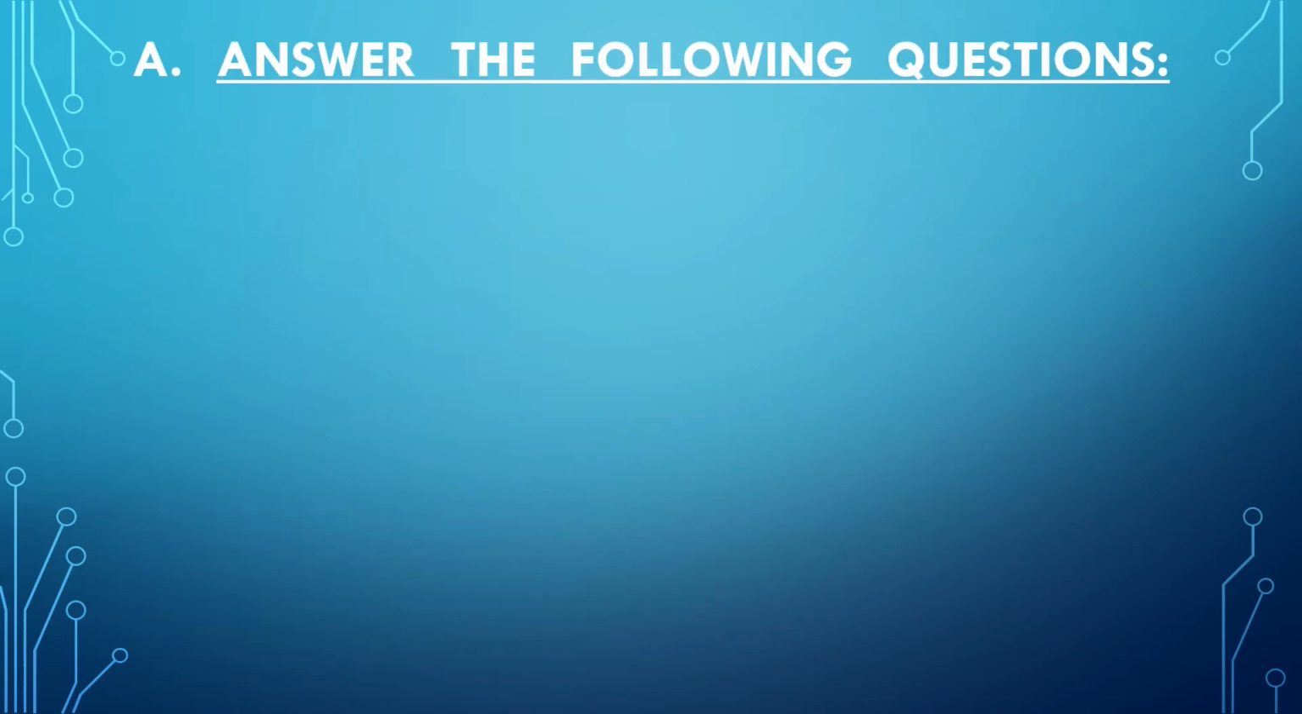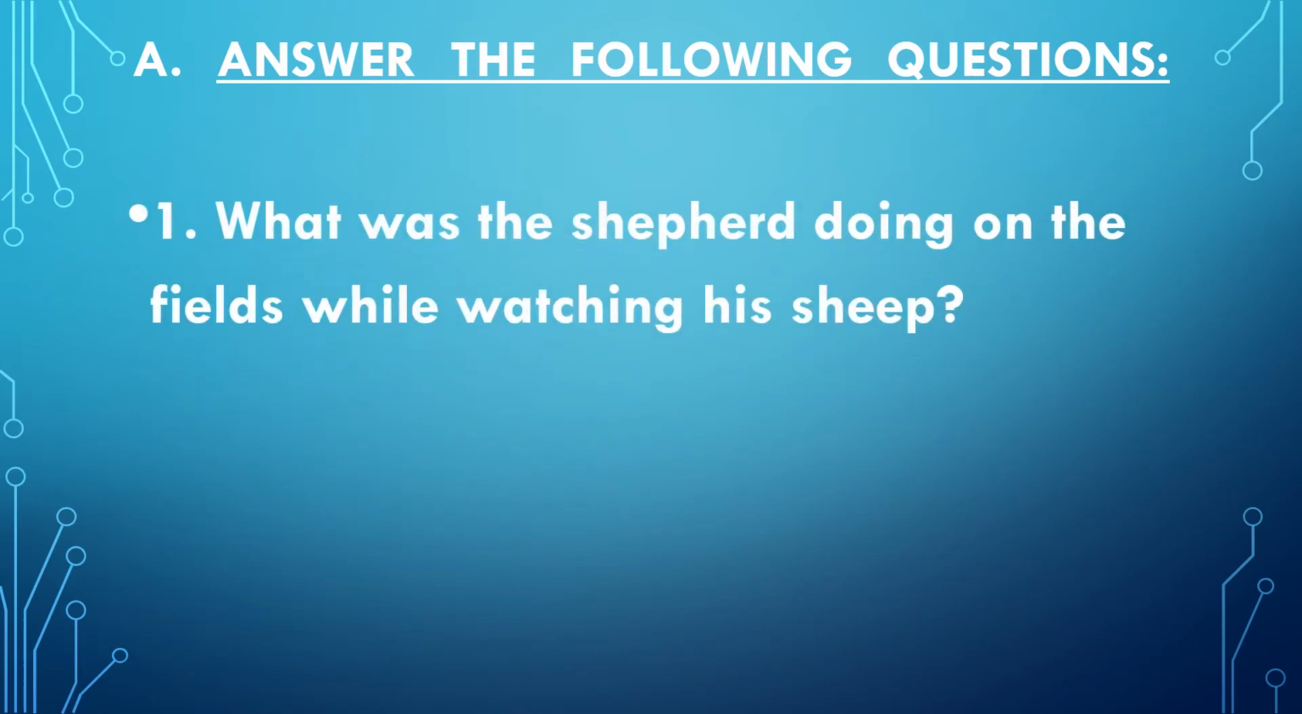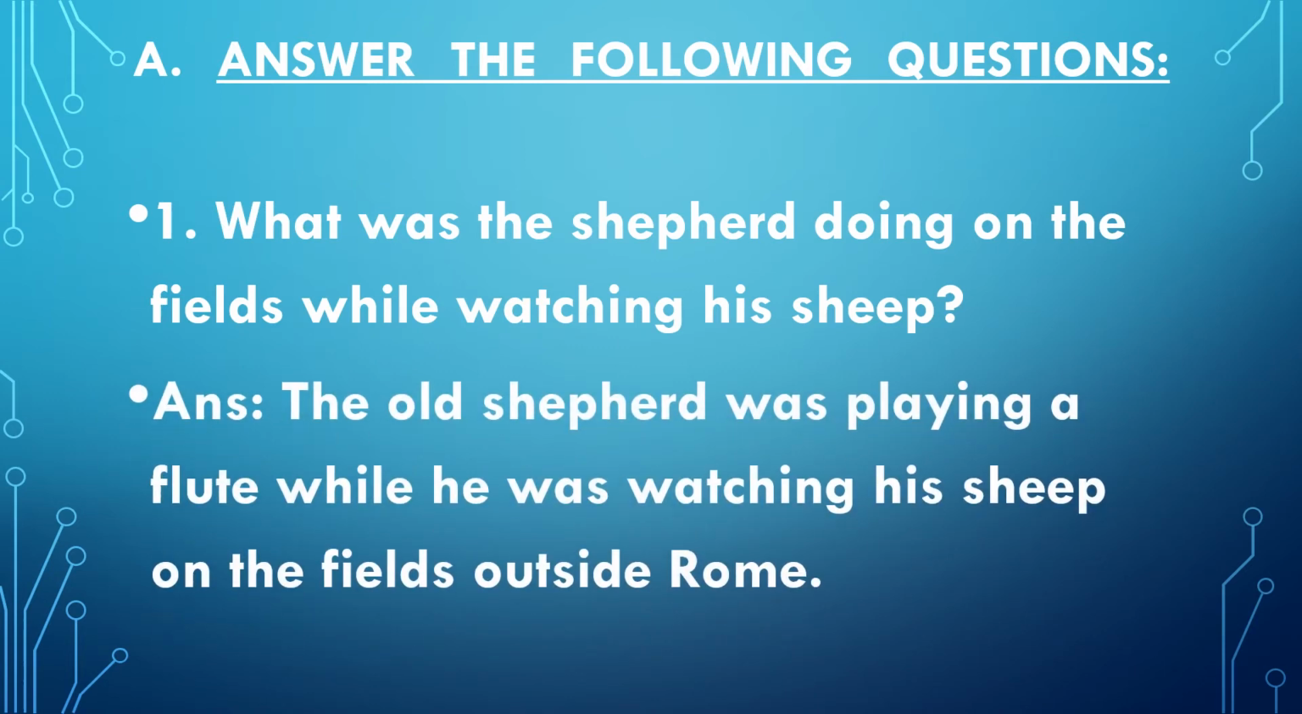Exercise A is answer the following questions. Question number 1 is, what was the shepherd doing on the fields while watching his sheep? I'm sure you know the answer. It's very easy. The answer is, the old shepherd was playing a flute while he was watching his sheep on the fields outside Rome.